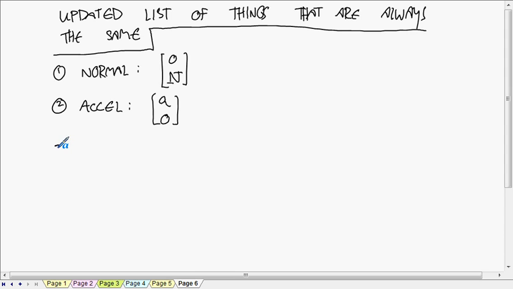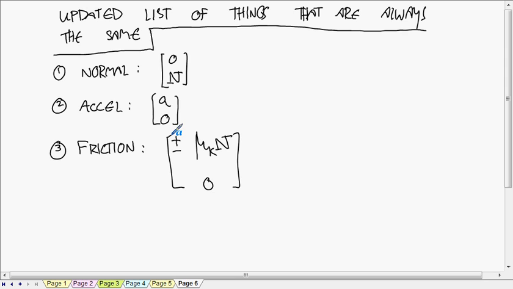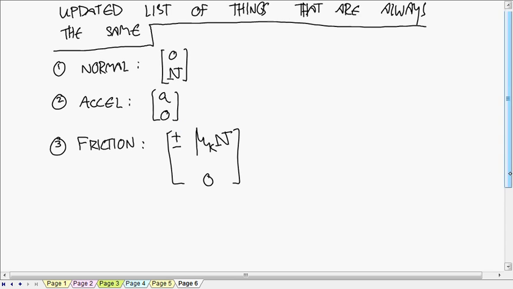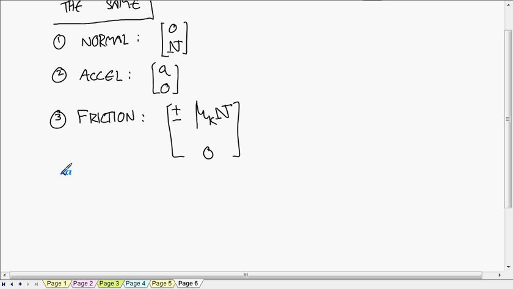So now the friction force is going to be plus or minus coefficient times that normal force, and then the y component is going to be 0. Any questions about that? Let's just do a couple example problems.